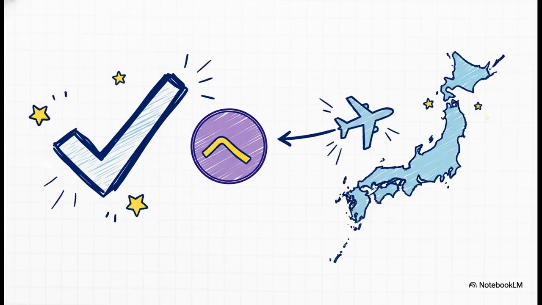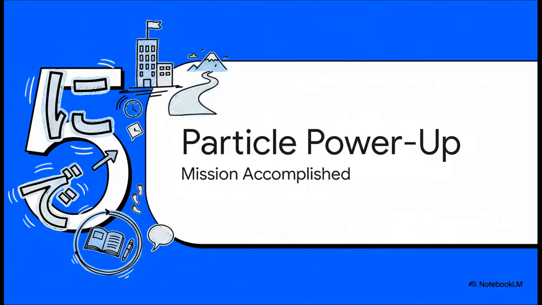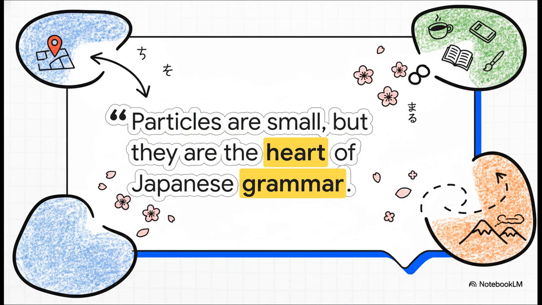Fantastic job, really. And just like that, you have officially powered up your particle game. Seriously, getting a good handle on these three is a huge, huge step forward. It's going to make your Japanese just sound so much more natural and precise. I want to leave you with this great piece of advice from Morita Sensei. Particles are small, but they are the heart of Japanese grammar. And it's so true. Once you master them, you really start to unlock the entire logic of the language.